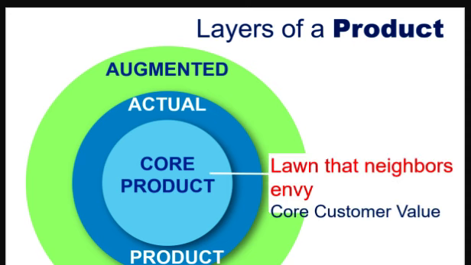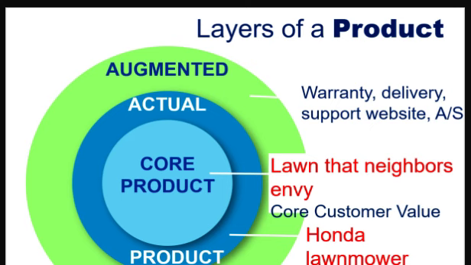The core product: a lawn that neighbors envy. The actual product: a Honda Lawn More, 잔디 깎는 기계. The augmented product: warranty, delivery, support website, after services. So as you're purchasing a Lawn More, your core value is that you are getting a lawn that neighbors envy. 이웃 사람들이 부러워하는 잔디밭을 갖는 것이 사실 actual core end product죠, by you purchasing a Honda lawnmower, 잔디깎는 기계를 삼으로써, right? So what you get as a core product, and these are the actual product, and these are the augmented supported product.